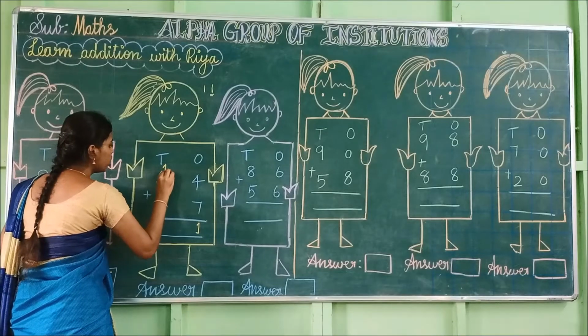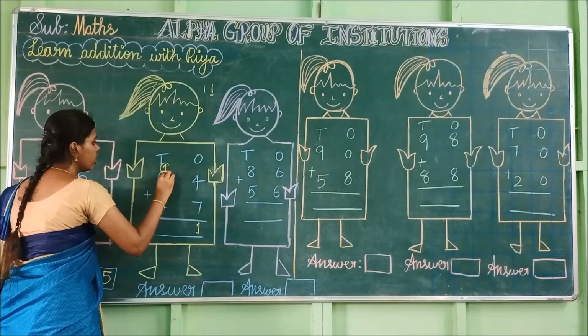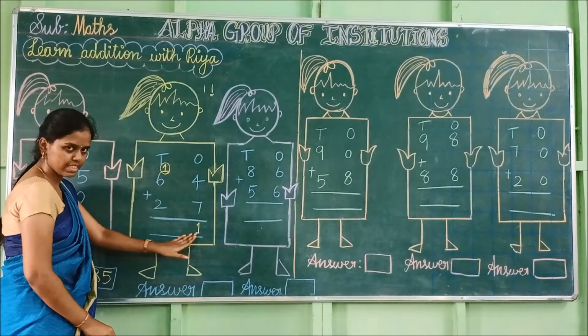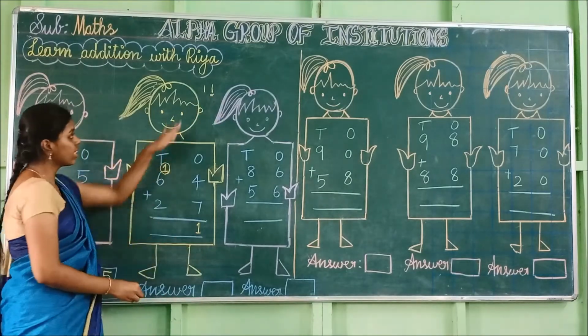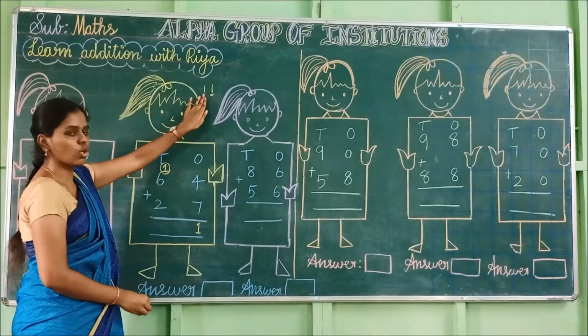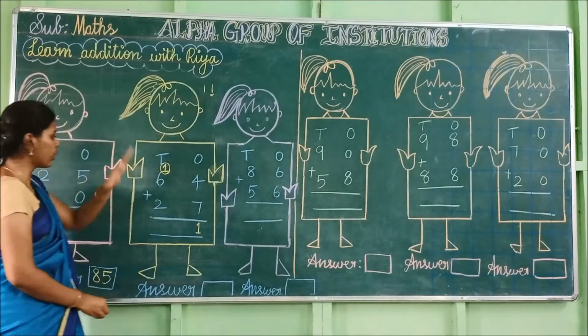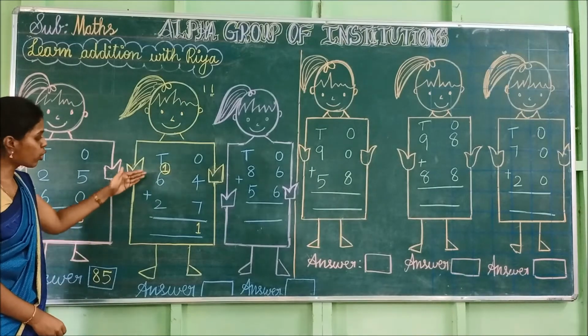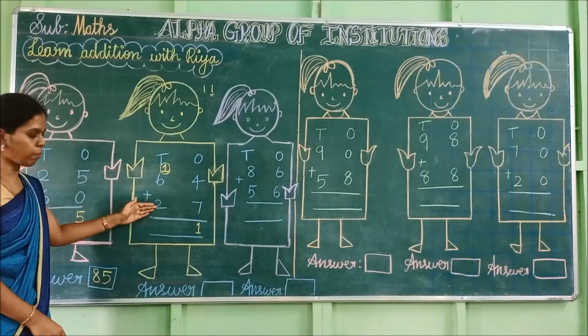above the tens number. Okay? The last digit 1 we have to write in this place as the answer, and the next digit also 1. So we have to put that 1 in the tens place. Now we are going to add all these 3 numbers.